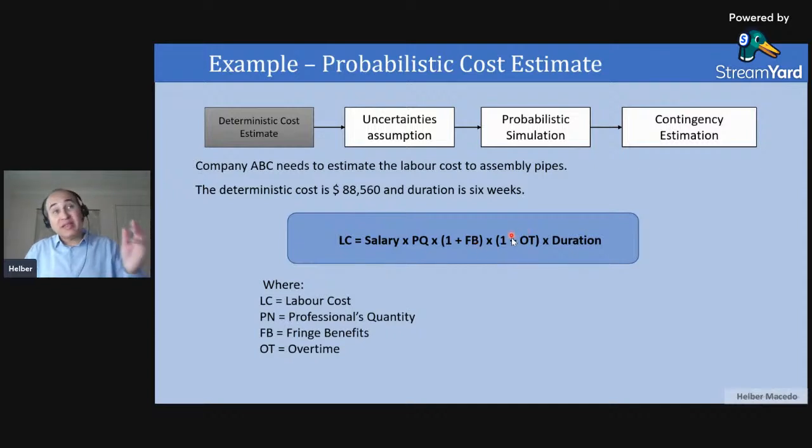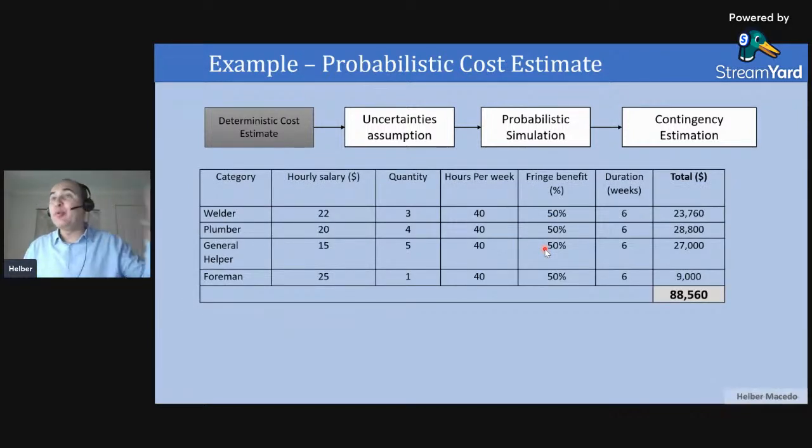In this case, if you have overtime as well, the equation could be different in some countries, because in some countries the overtime doesn't have benefits applied. So here you need to make a difference. We need to look at the regulation country by country, and then you multiply by the duration to calculate your cost.